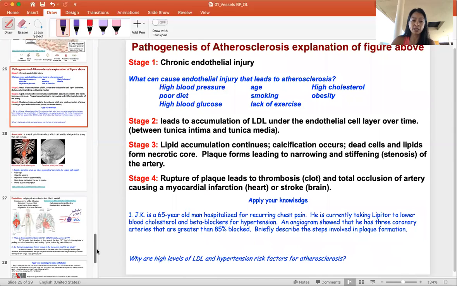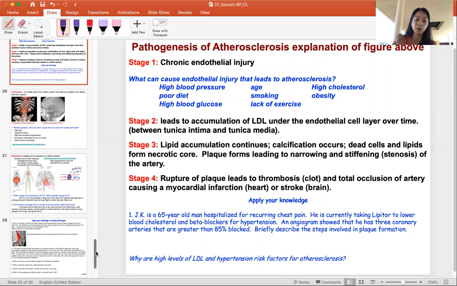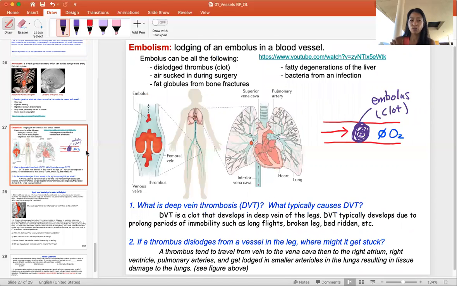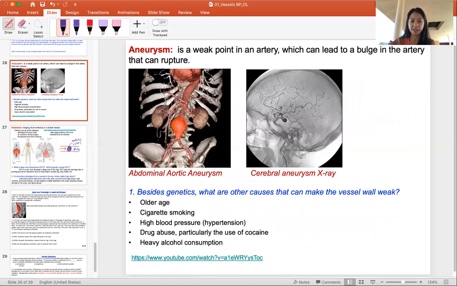The last two, I just want you to be exposed to the last two pathologies. It's a pathology of, again, blood flow and vessels. So one of them is aneurysm. An aneurysm is when there's a weak point in the artery, and this can happen in a lot of places, but one of the places is the aorta. Obviously, the aorta is a main vessel in the body. So in this case, there's an abdominal aortic aneurysm, AAA.